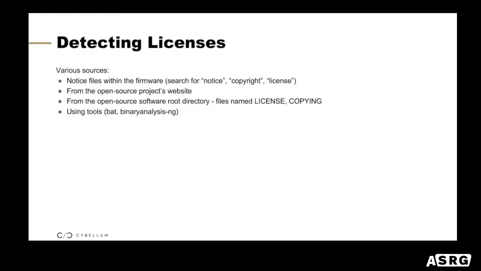Going now into licensing, there are various sources within files that may highlight the licenses that are in the firmware. You can look for names like notice, copyright, or license.txt and things like that. But once you have the SBOM, you can also use open source projects and open source Git sources to identify the licenses from files named license or copying, or use the frameworks that I mentioned.